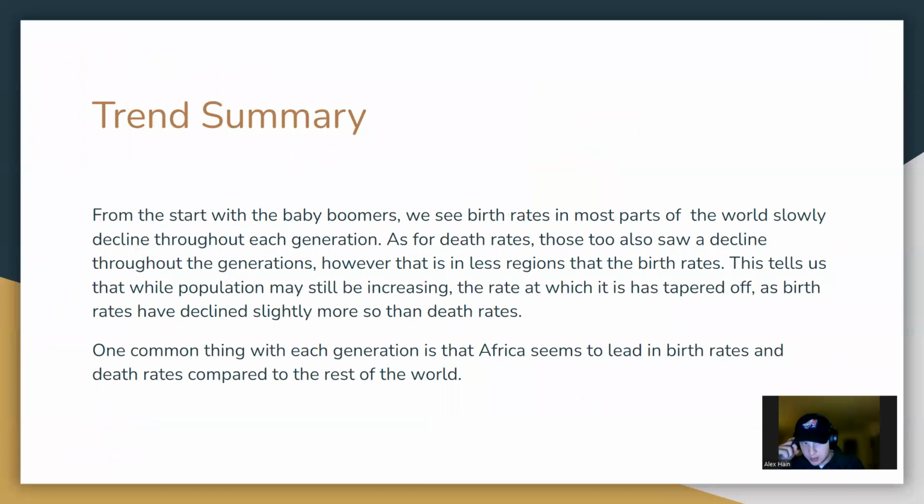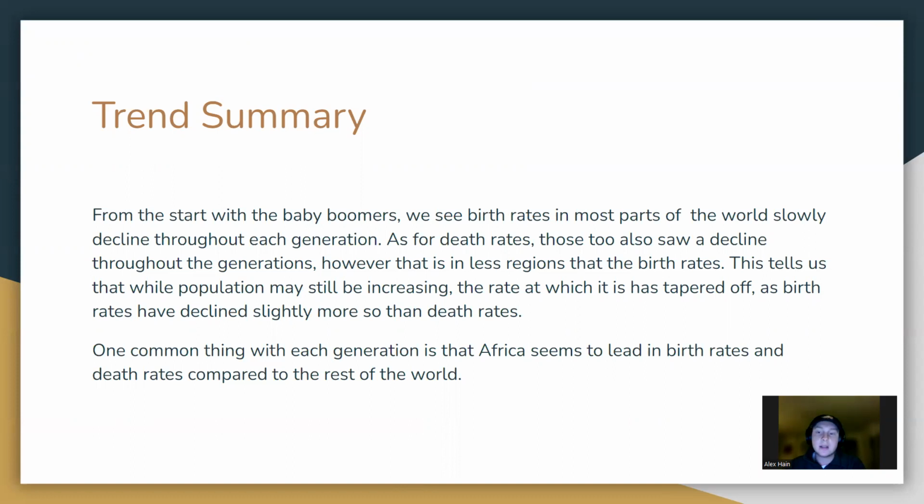So just a summary of all that. From the start, with the baby boomers, you can see that birth rates in most parts of the world were high, and as you go down the generations until where we are today, those numbers slowly decline, and the same with the death rates too. They also decline, however, in fewer regions than that of birth rates. In Africa specifically, you still see very high birth rates and very high death rates, regardless of what generation that may be in.